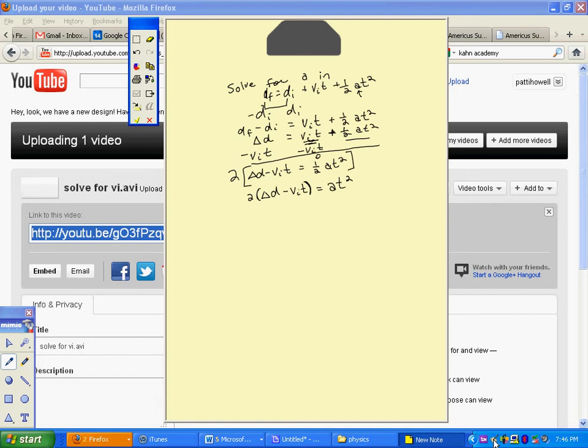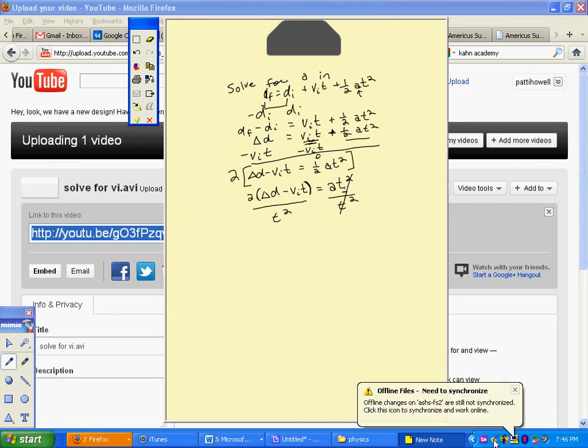I'm solving for a, so I want to move my t squared. This is a multiplication here, a times t squared. So in order to undo a multiplication, I'm going to divide both sides through by t squared. This cancels, and I get acceleration equals, don't forget your parentheses, two times delta d minus vit inside parentheses divided by t squared.